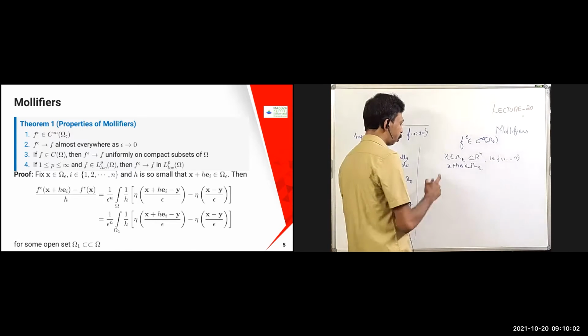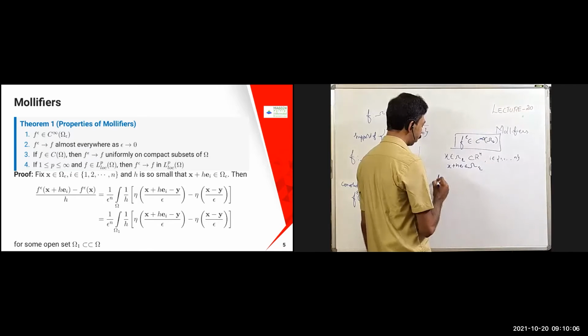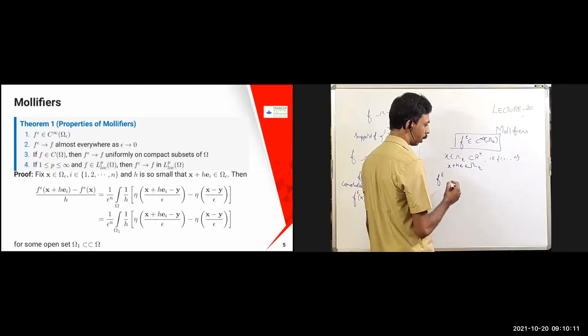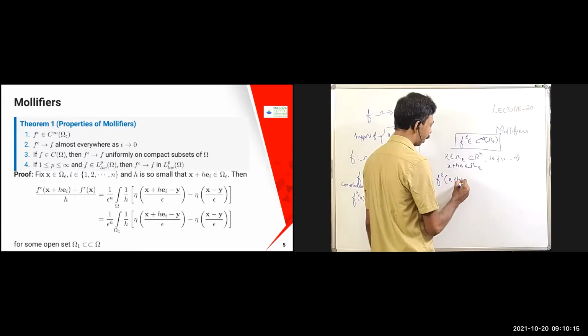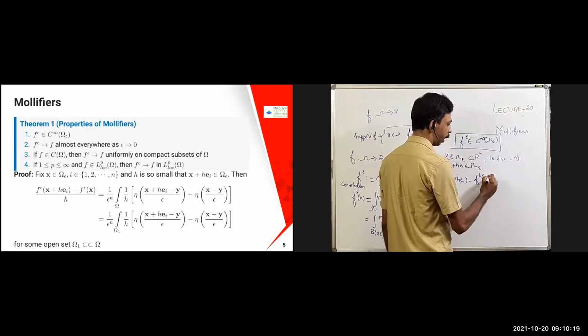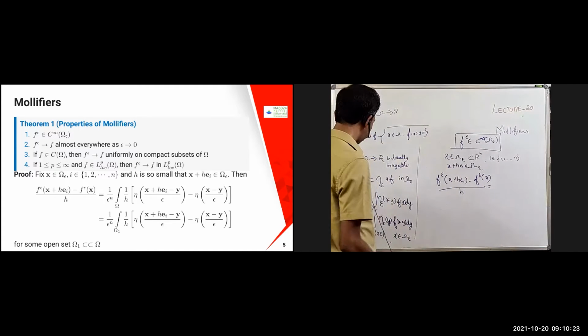Then what I need to prove is this one. In order to prove that, I'm taking f epsilon; first let me prove it belongs to C1, then I can prove the rest of the thing. So f epsilon of x plus k e_i minus f epsilon of x, I'm just taking the derivative, divided by k. That is going to be, I have to apply this definition.